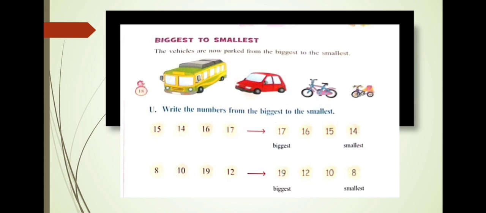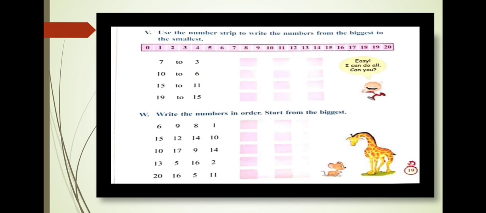Now let us consider another 4 numbers: 8, 10, 19 and 12. So children, tell me, which is the biggest number? Yes, the number 19 is the biggest number. After 19, the smaller number is the number 12. After 12, the number smaller is the number 10. And the smallest of these 4 numbers is the number 8. So, in this way, you can solve the remaining examples.